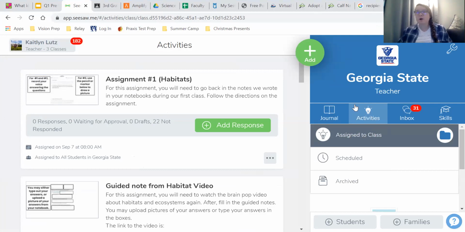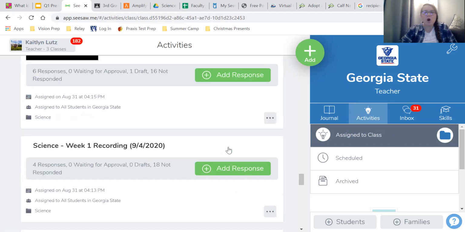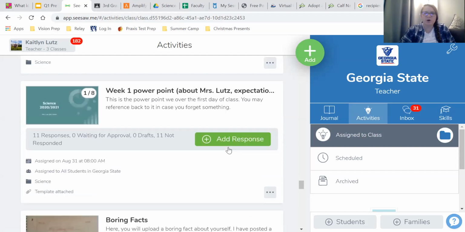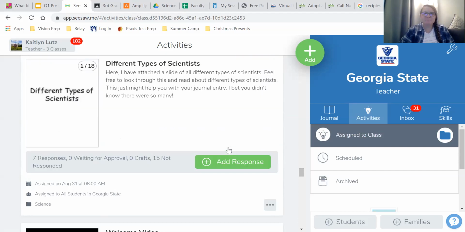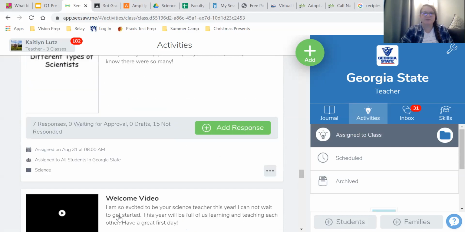A lot of you have already turned in your very first assignment, which was what is a scientist and what do they do? And that is awesome. I'm so proud of you. If you need to turn it in again, you'll have to go all the way. You see how I'm scrolling all the way? You'll always see my stuff because most of the time it'll be labeled science.